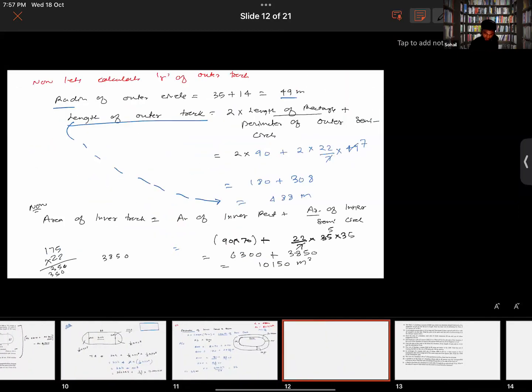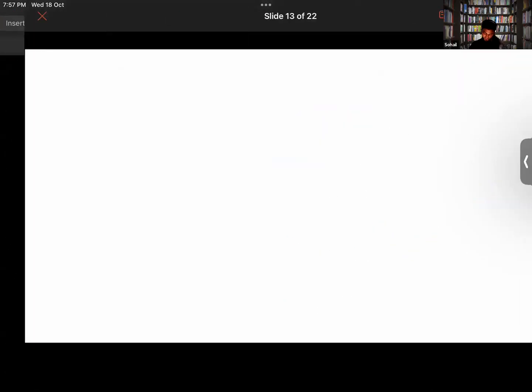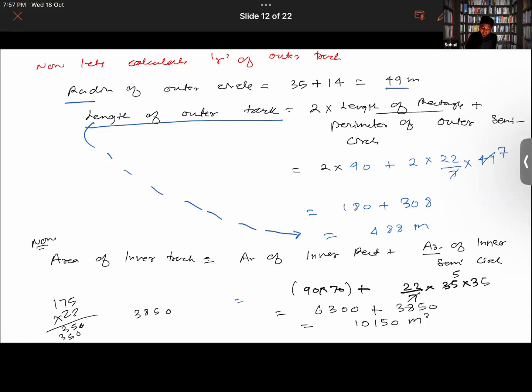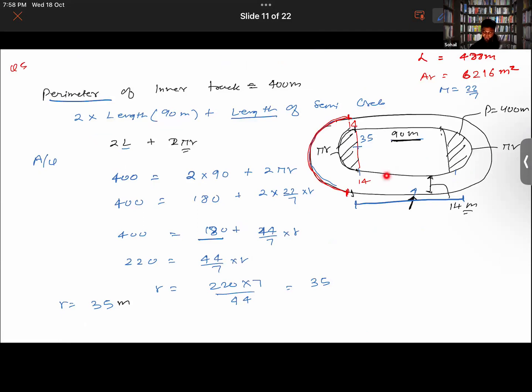I will have to add one more page. Just give me a moment. Arhan, you were getting the same answer, right? The area of inner track. Okay, then what do we need to do? We need to find the area of outer track. Area of outer track will be area of outer rectangle plus area of two outer semicircles.